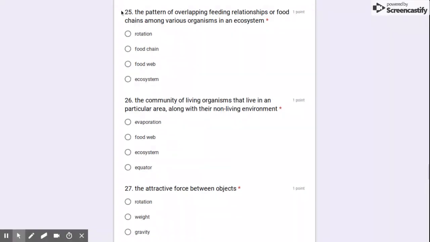Number 25. The pattern of overlapping feeding relationships or food chains among various organisms in an ecosystem. Rotation, food chain, food web, ecosystem.